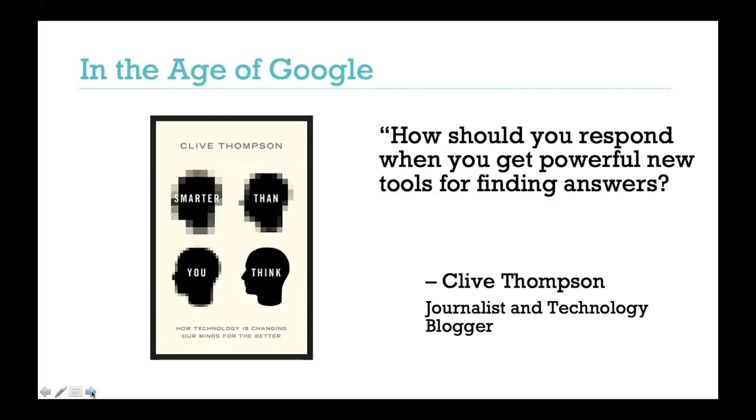So this is a great book I would recommend. Clive Thompson concludes by saying, how should you respond when you get powerful new tools for finding answers? Think of harder questions. I think that's really relevant when you're thinking about just the millions of wonderful things that are housed at the Library of Congress and the important piece that building those skills has to play when you're in this age of Google.